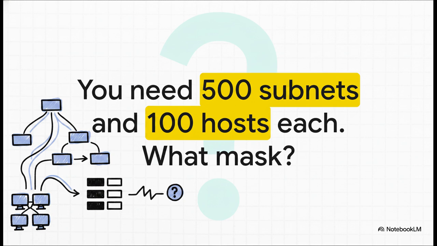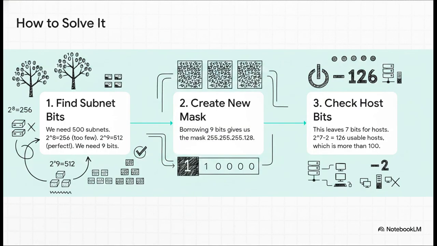This is a classic networking problem. Let's walk through this. First, the subnets. We need 500. Since computers think in binary, we have to think in powers of 2. So what's 2 to the power of 8? That's 256. Not enough. Okay, let's try borrowing one more bit. What's 2 to the power of 9? 512. Perfect. That covers our 500 subnets. So we need to borrow 9 bits.